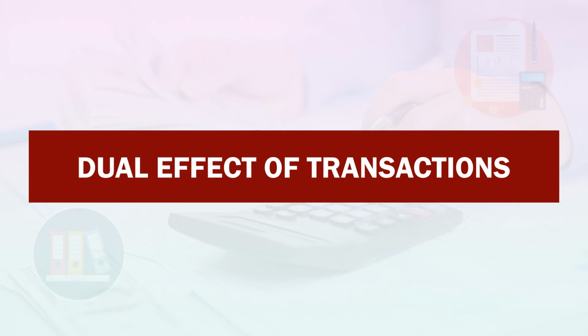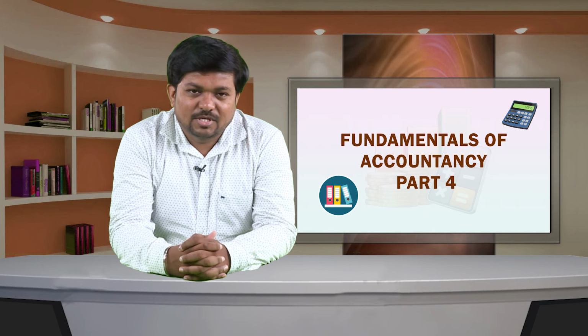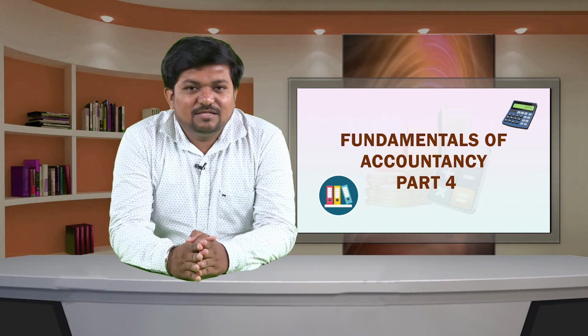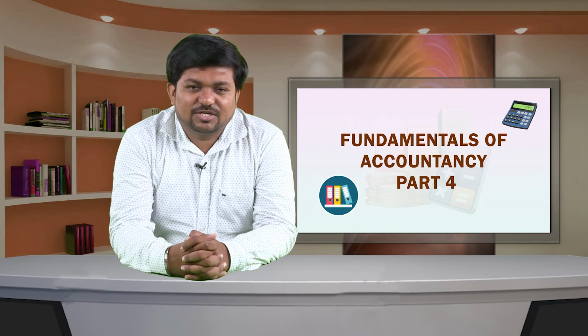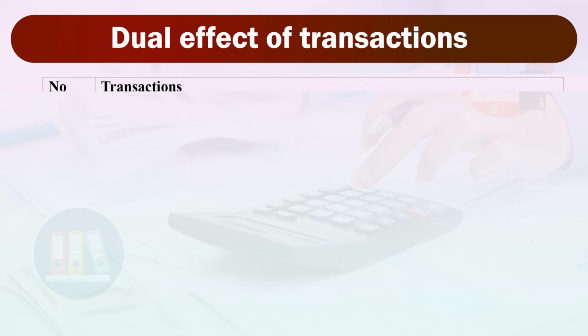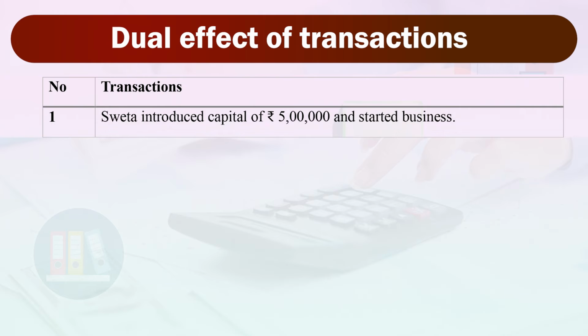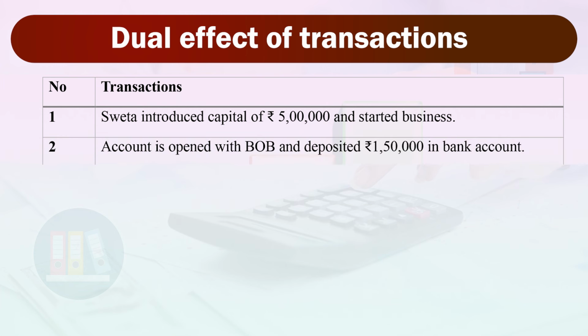Now, let us understand the dual effect of transactions with the help of an illustration. Illustration 1. Explain the dual effects for given business transactions of Sweta. The very first transaction is Sweta introduced capital of rupees 5 lakh and started a business. This particular transaction is related with the capital. The second transaction is an account is opened with Bank of Baroda and rupees 1,50,000 deposited in the bank account. This transaction is related with the bank.